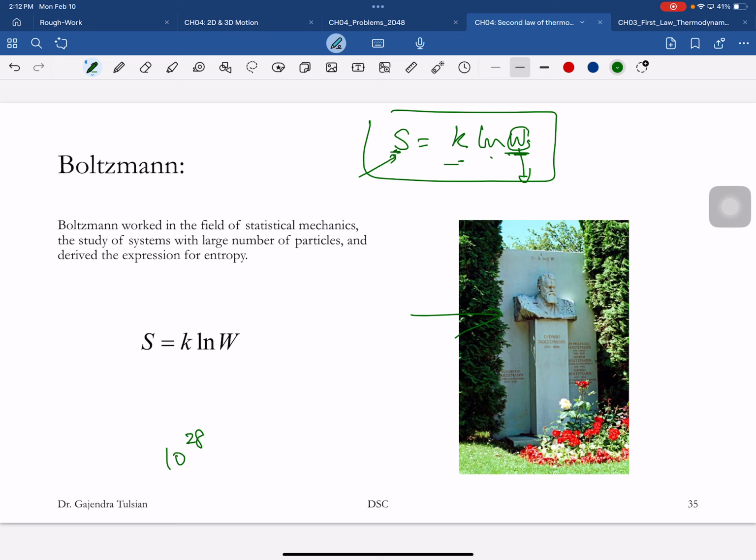So look at this, that's the formula he's most proud of.